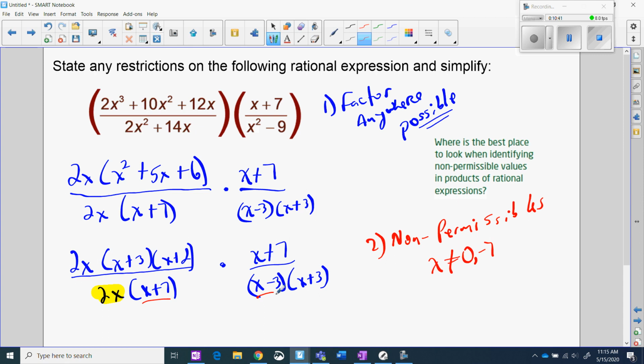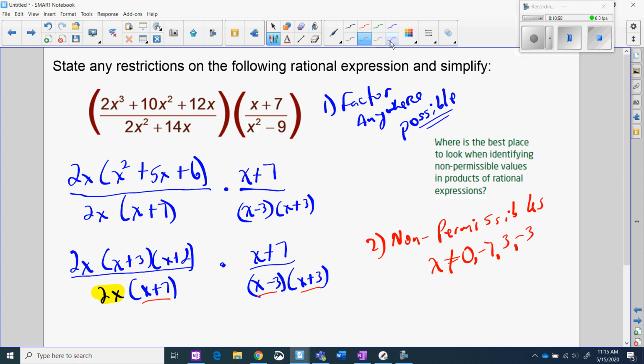Keep going across here. So what would make this bracket 0? Well, if x was 3, that would be an issue. And then this one, if x was positive 3, we'd have an issue. Sorry, negative 3. So those would be your 4 non-permissibles. So that's taken care of.